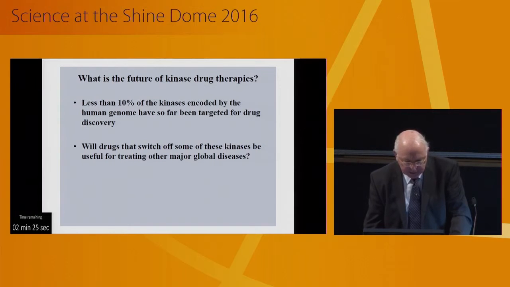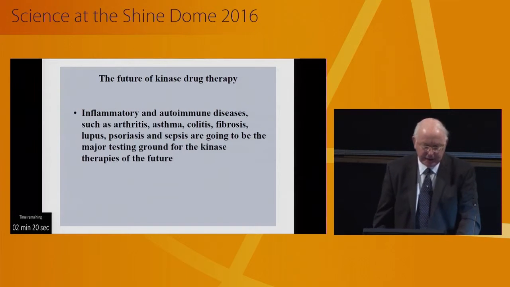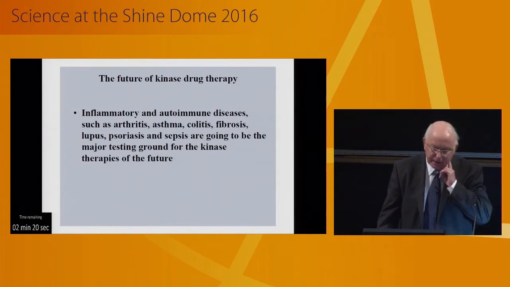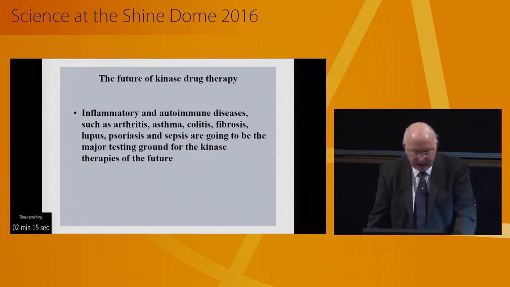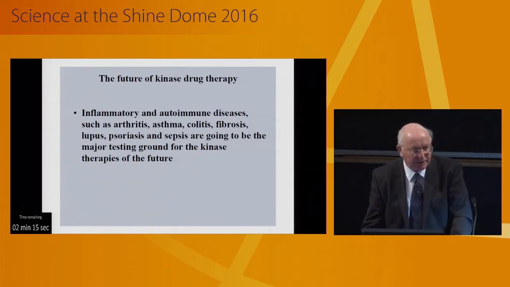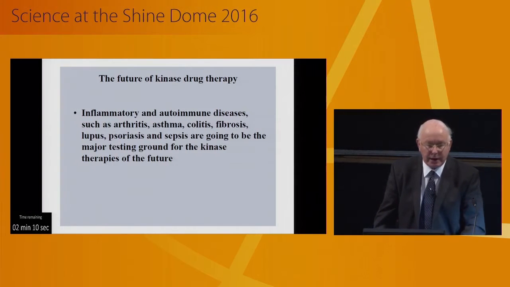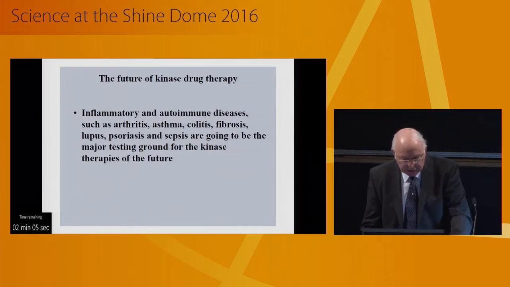I believe that this will be the case, and that the big testing ground will be to develop kinase drugs for the treatment of inflammatory and autoimmune diseases. So we're talking about diseases like arthritis, asthma, colitis, fibrosis, lupus, psoriasis, and sepsis.